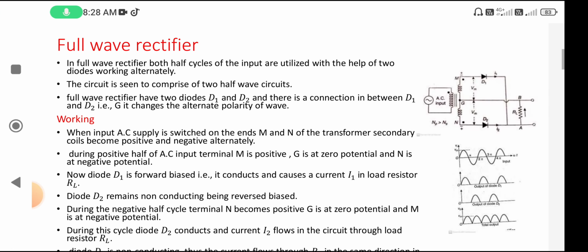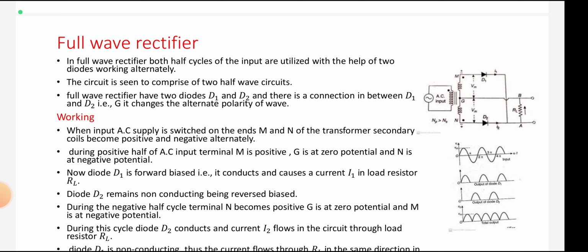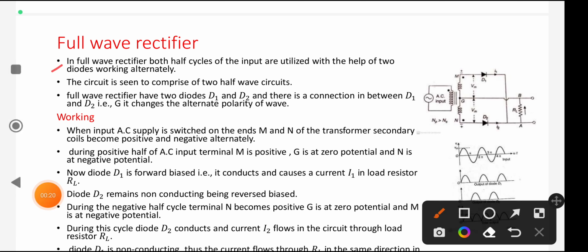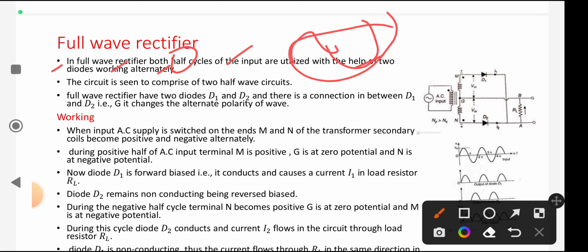Today's topic is a full wave rectifier. In a full wave rectifier, both half cycles of the input are utilized with the help of two diodes working alternately. Both half cycles means the positive half cycle and the negative half cycle; both are utilized. The circuit is seen to comprise two half wave circuits.